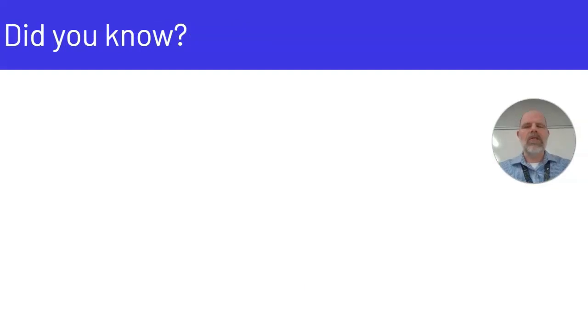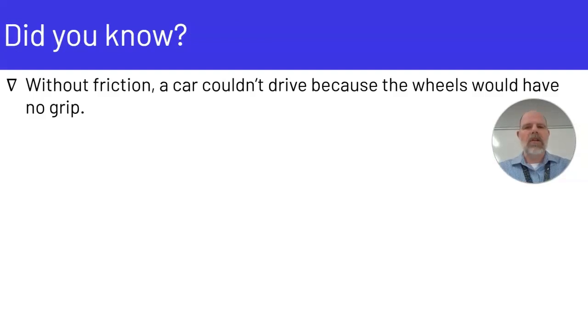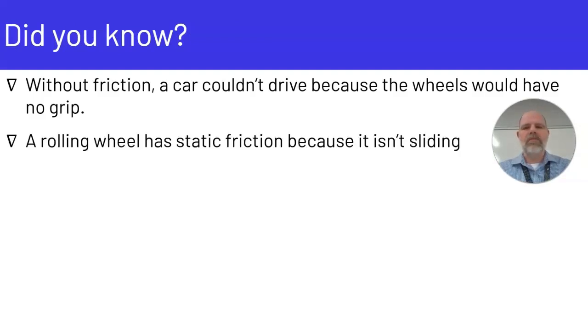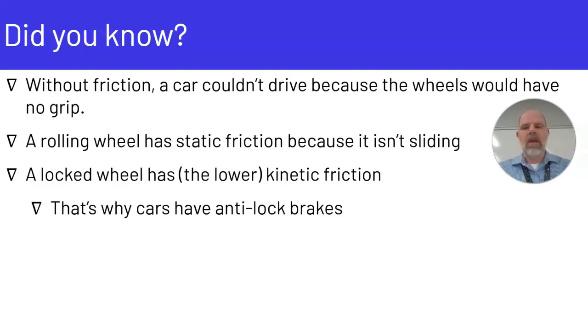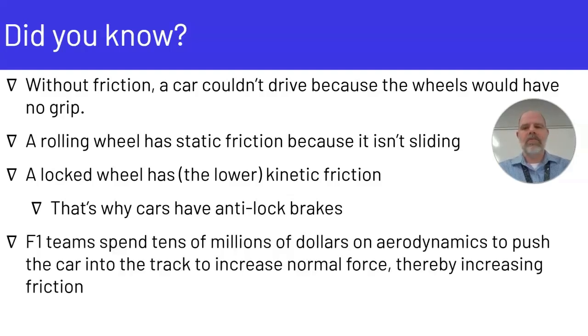So here are some interesting questions to ask yourself if you knew about friction. Did you know without friction a car couldn't drive because the wheels would have no grip? A rolling wheel has static friction because it isn't sliding. A locked wheel, on the other hand, has the lower kinetic friction, which is exactly why cars have anti-lock brakes. You want those wheels to be rolling and not sliding. Formula One teams spend tens of millions of dollars on aerodynamics to push the car into the track to increase the normal force, thereby increasing friction.